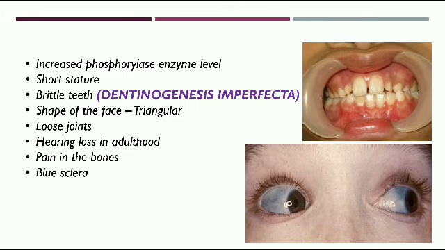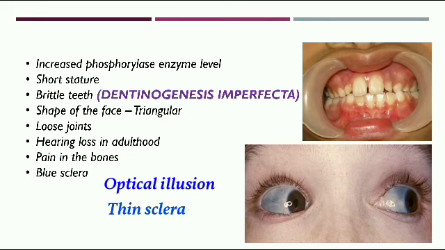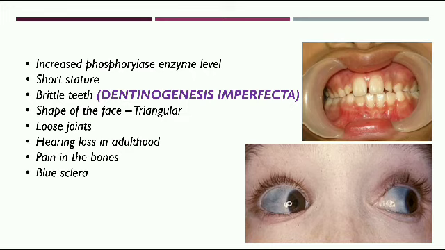No, not at all. Actually, it is an optical illusion. The sclera becomes so thin that it appears blue in color because of optical illusion. Now, blue sclera is not just present in osteogenesis imperfecta. There are various other diseases where you can see this. So you must know where blue sclera is present, so that if a question comes in an MCQ, you can very well differentiate and categorize all of the symptoms and arrive at a correct answer.